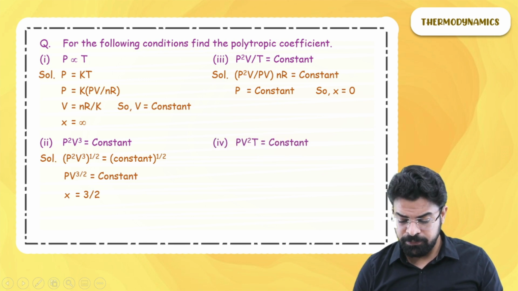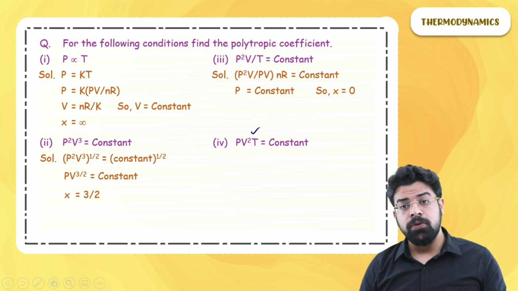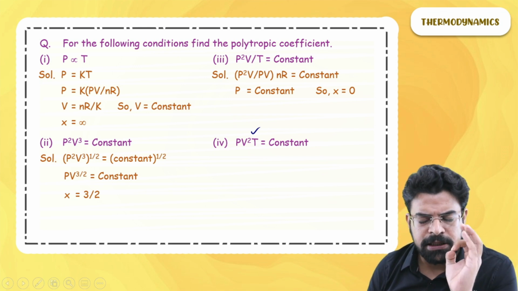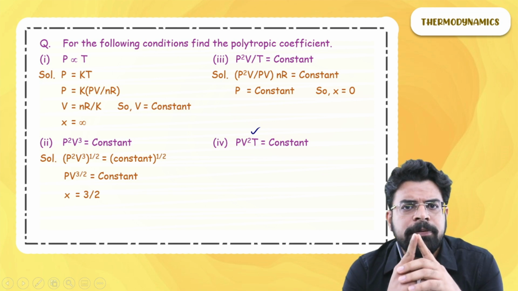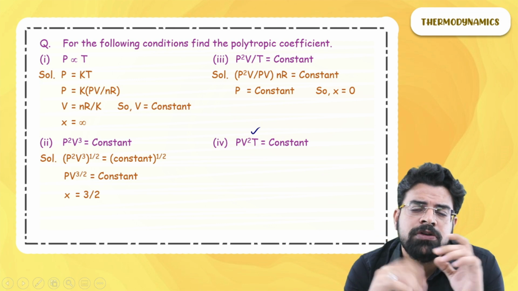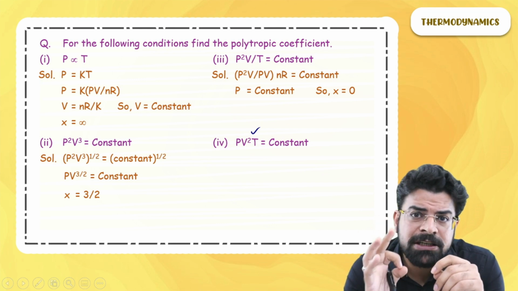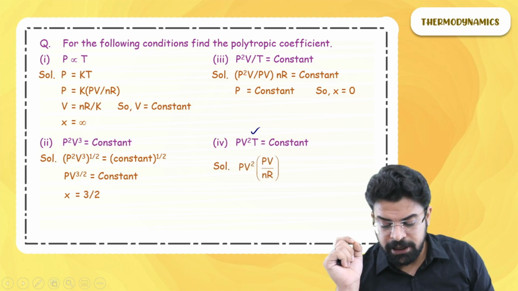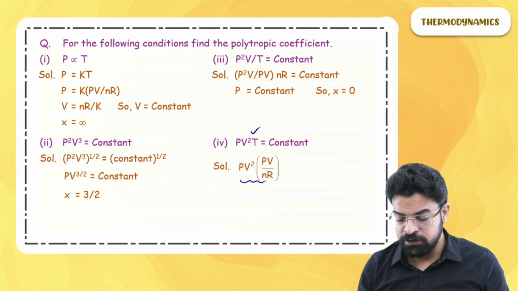The next example, if they give you PV square into T is constant. Now tell me what is the polytropic coefficient. Again the same drill. To find the polytropic coefficient, you need to write this equation in the format PV raised to the power of x equals constant. So in place of temperature, write PV by nR. So you'll get PV square into PV by nR equals constant.